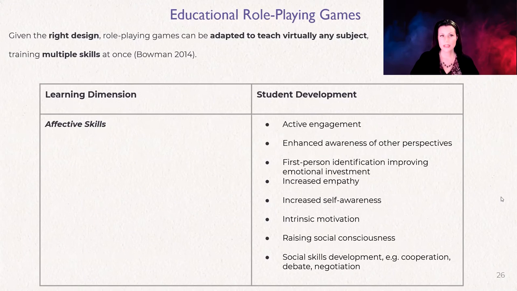So there's affective skills. These are emotional skills, active engagement, enhanced awareness of other people's perspectives. We talked about this with perspective taking. That first person identification, which improves emotional investment and can increase both empathy and self-awareness. So it can help us feel more empathy for other people, but can also help us be more aware of our own selves in certain ways that might not have been possible if we hadn't stepped into character.